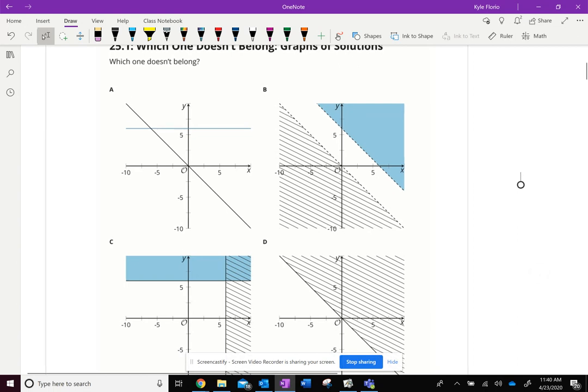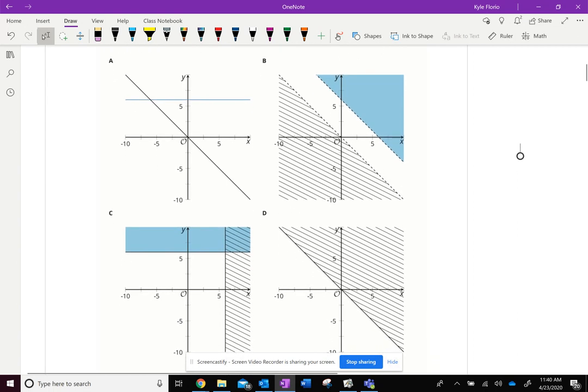Between these four graphs, I think I can make an argument that each of them doesn't belong in its own way. If I look at A, it is the only graph that is not a graph of an inequality. These are just equations. There's no shaded region. So A doesn't belong because it's the only graph of equations. Part D is the only graph that has one inequality or equation.